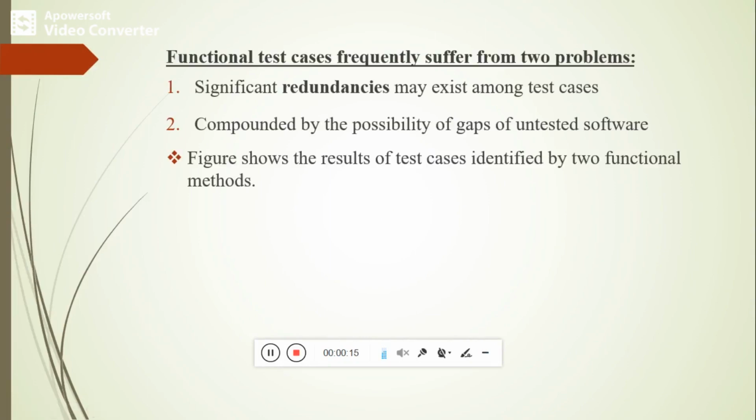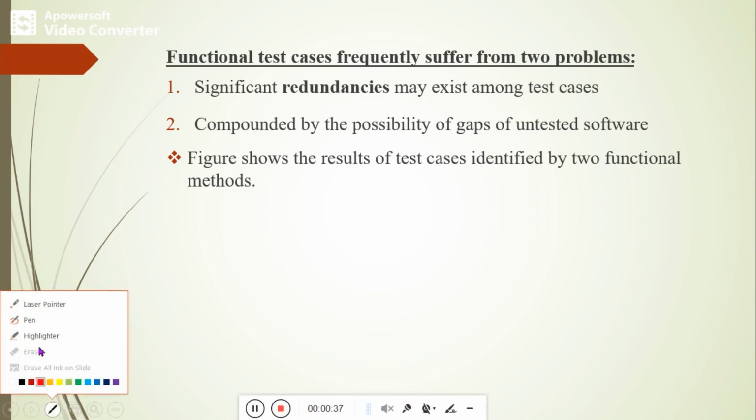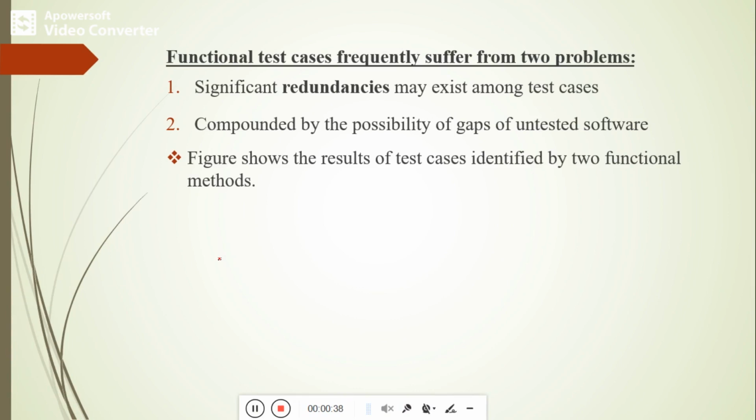After the drawbacks, we will now see the figure which shows the result of the test cases identified by the two functional methods. Here we will see the two diagrams and how they look. This is the Venn diagram, and through it I am going to explain.